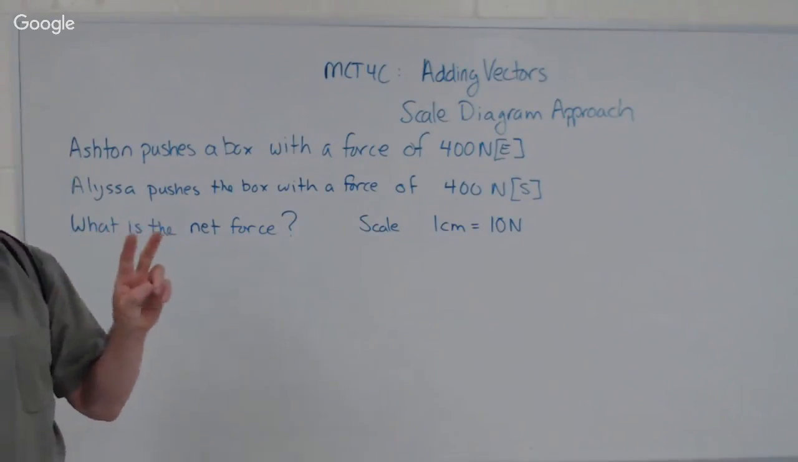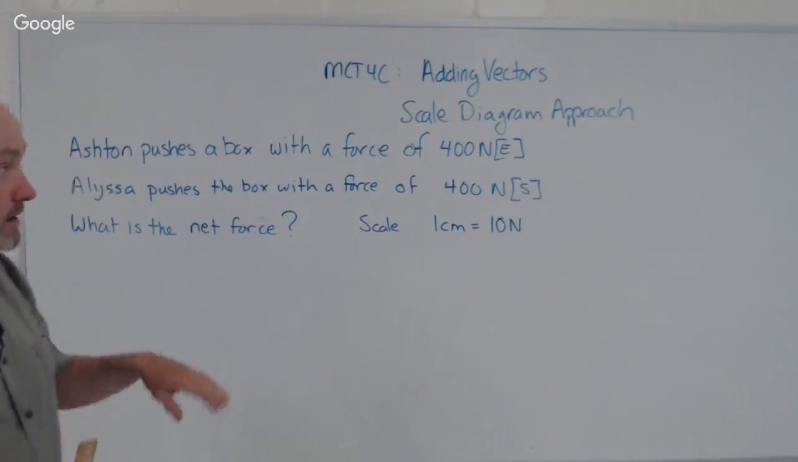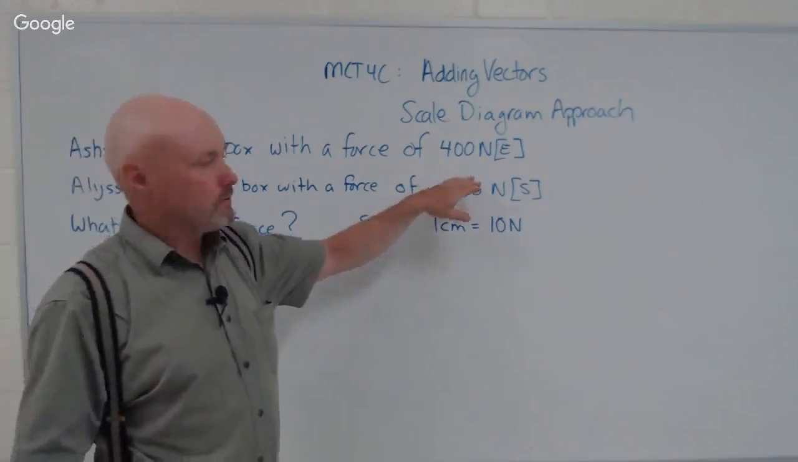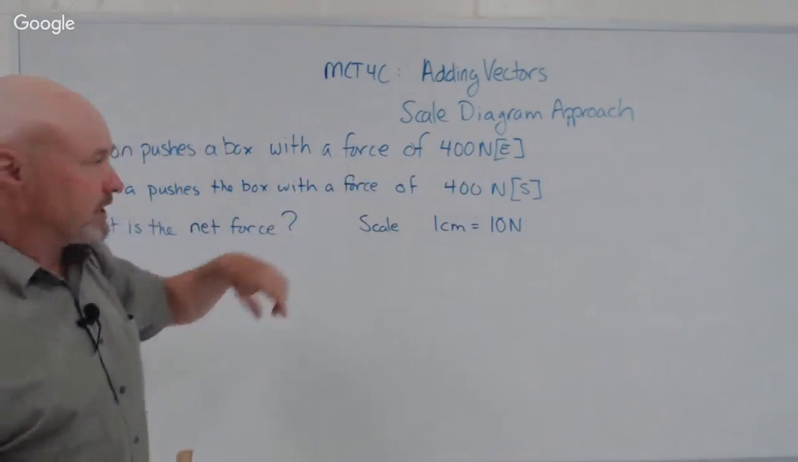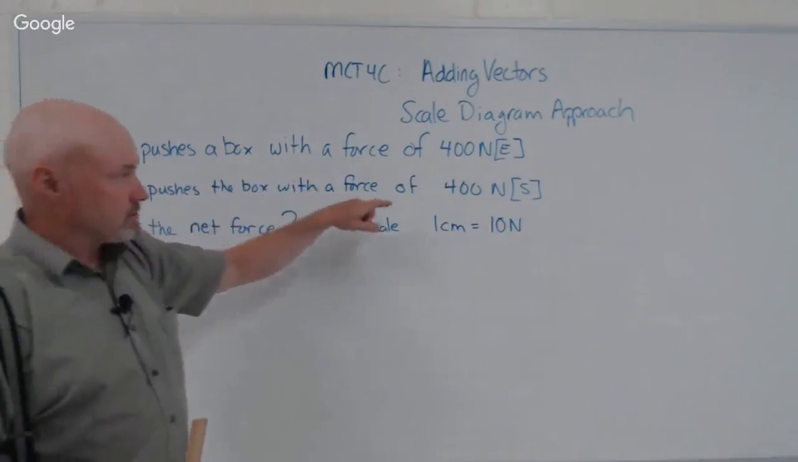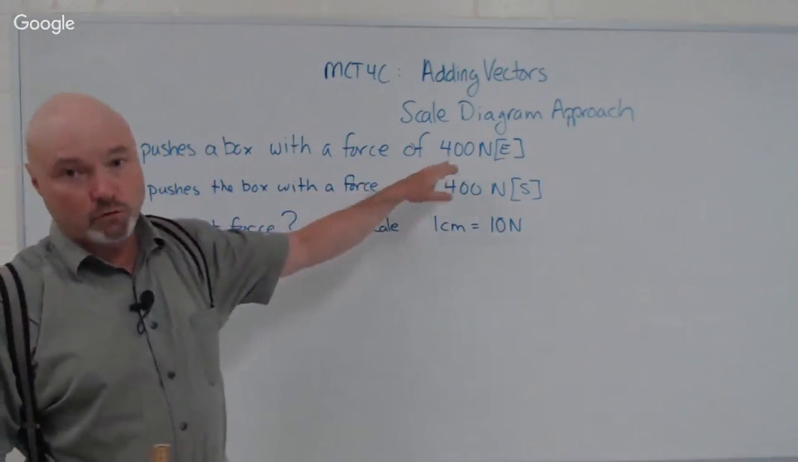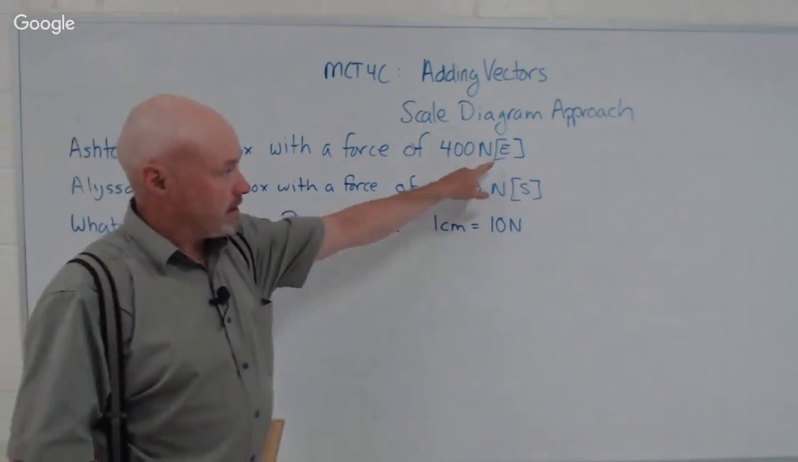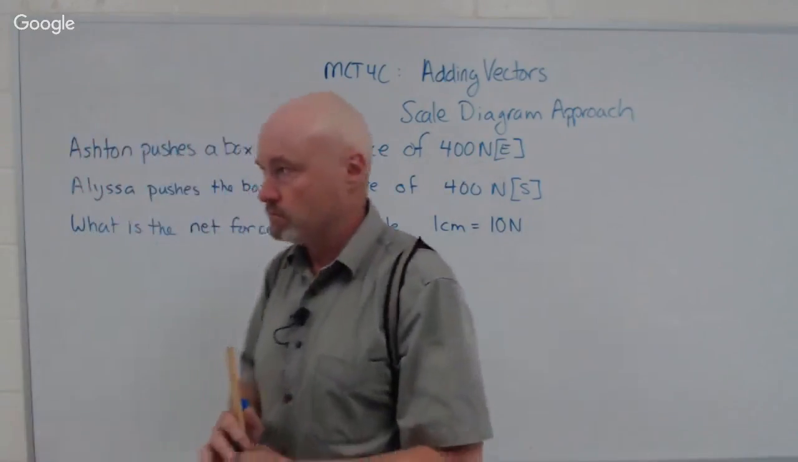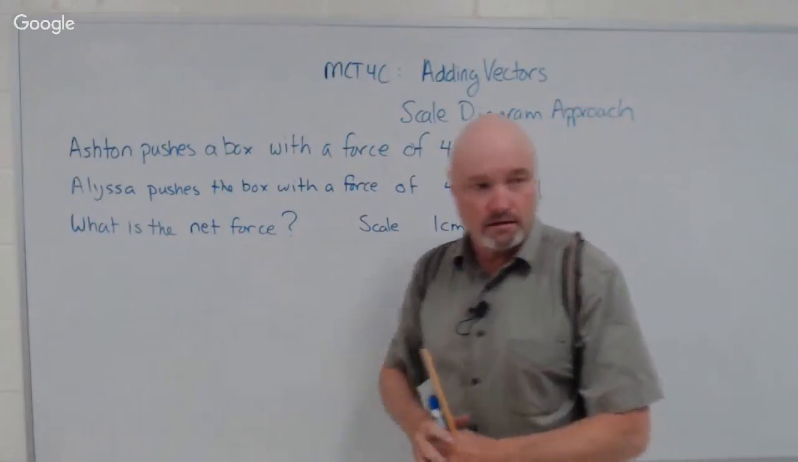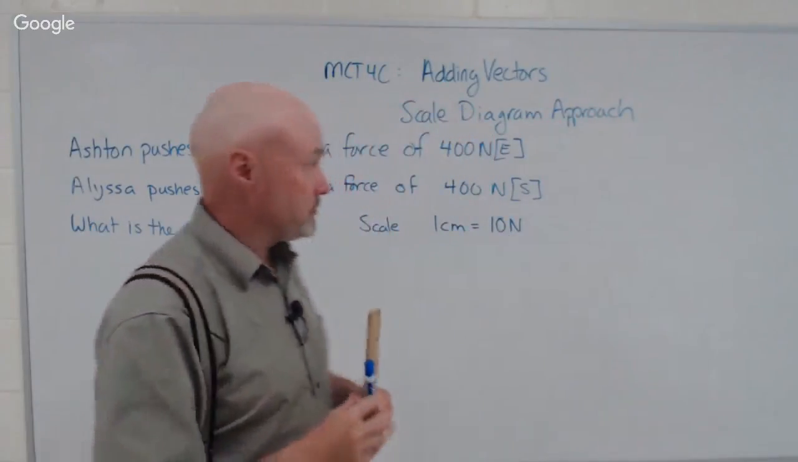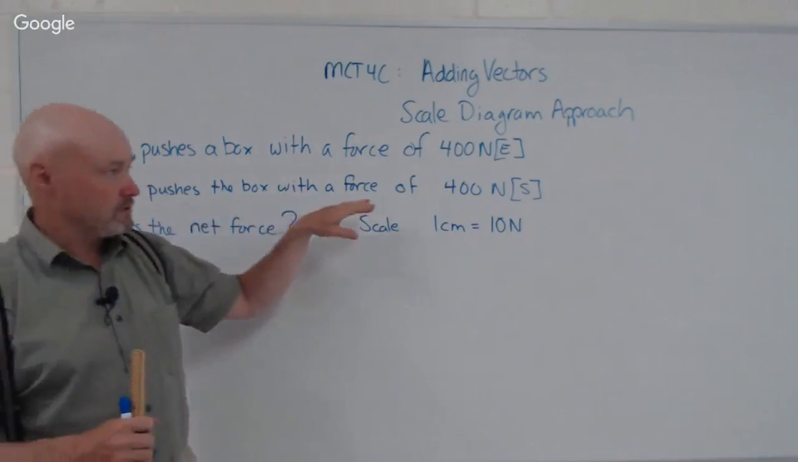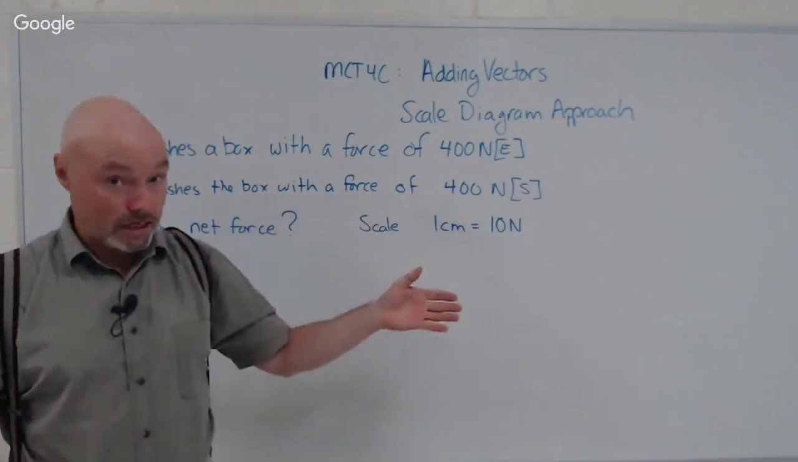We have two vectors, and they're the same kind of vector. In this case, they are force vectors, which we maybe learn a little bit more about later. So Ashton's pushing a box with a force of 400 newtons. A newton is a unit of force. And he's pushing it to the east, which I guess would be this way. And Alyssa pushes the box with a force of 400 newtons to the south.